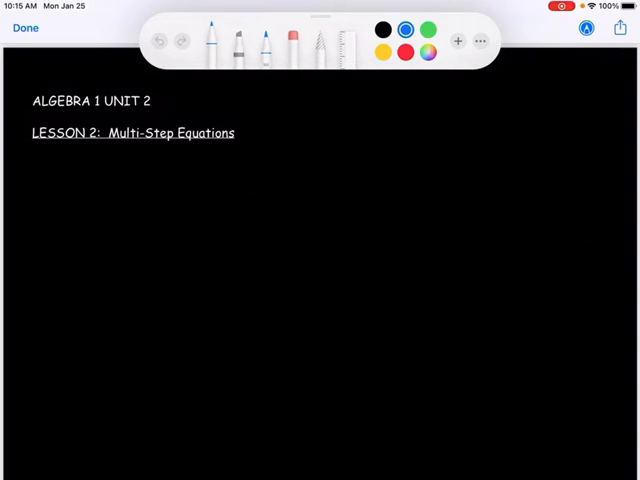Today I'm going to look at multi-step equations. If you're following along in the book, it's Algebra 1 Unit 2 and we are in Lesson 2. So when you're solving multi-step equations, you have to do two or more operations to get the variable, which is the letter, by itself on one side.